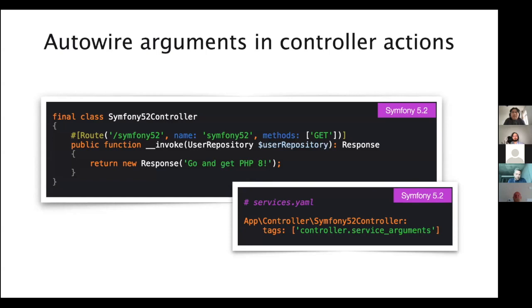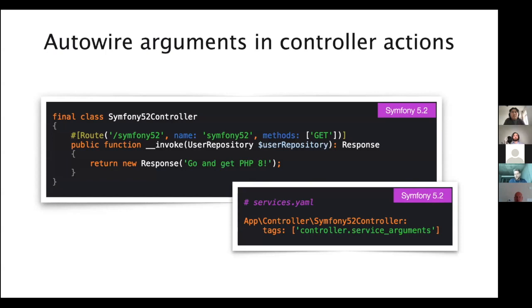I think you know that autowiring arguments in a controller action is something you probably use every day. This is just a regular Symfony controller with an invoke method and a service injected as an action argument. This is possible if you tag your controllers with the controller.service_arguments tag. So there is some manual work involved to be able to use this feature.